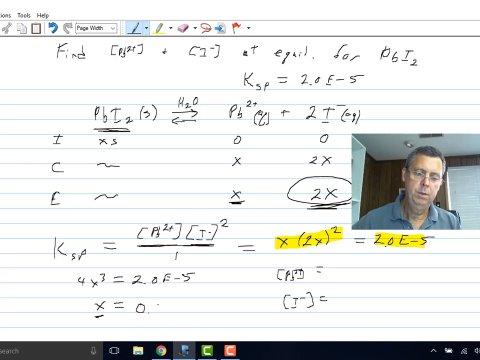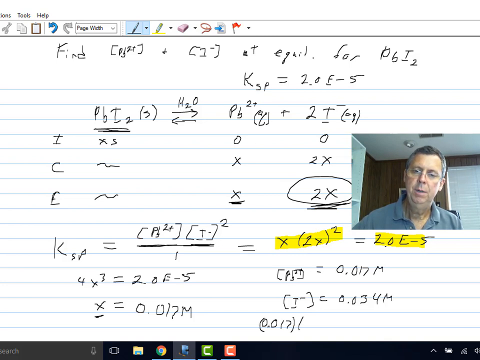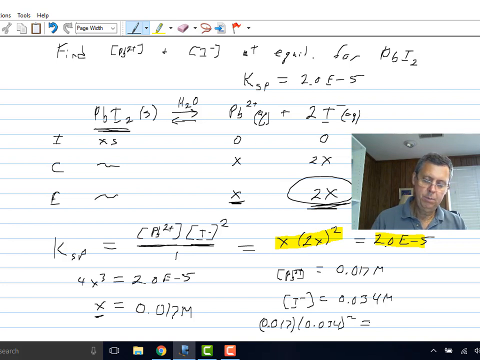This value should be 0.017 molar. This means our lead concentration should be 0.017 molar, and our iodide should be twice that, 0.034 molar. And I should plug this back into my equilibrium expression, so I should have 0.017, should be a decimal there, times 0.034 squared. And this should give us our equilibrium constant. So it's a good way to double check that we haven't made any careless mistakes. And that gives us, in this case, exactly 2.0 times 10 to the minus 5.